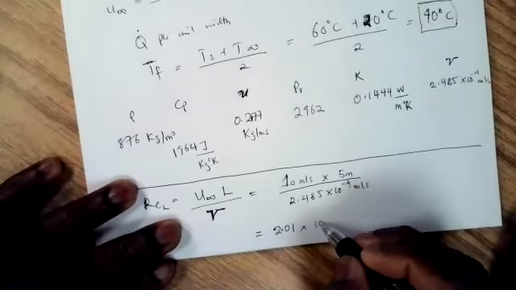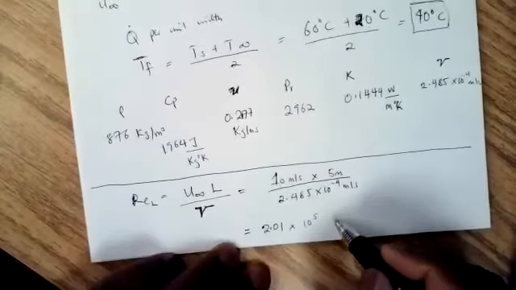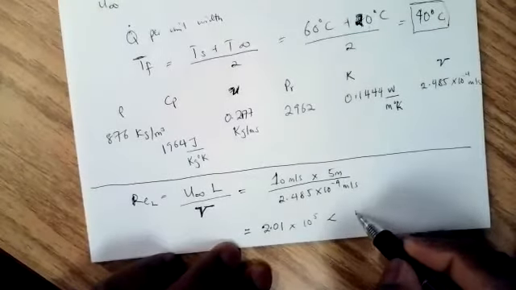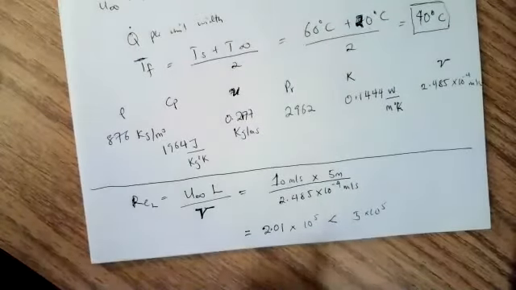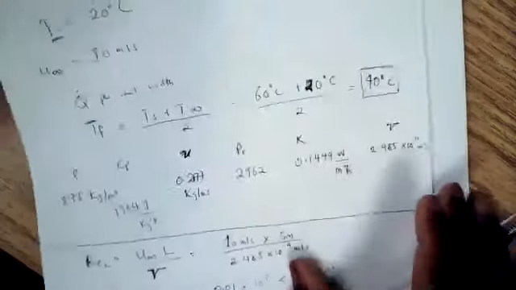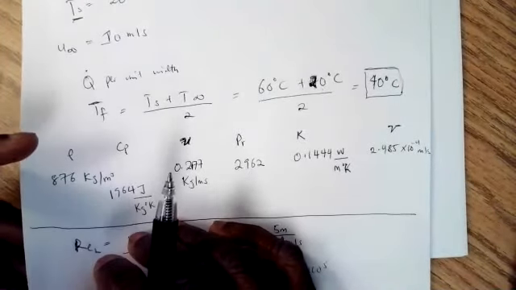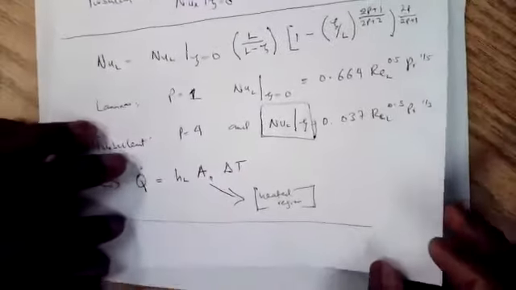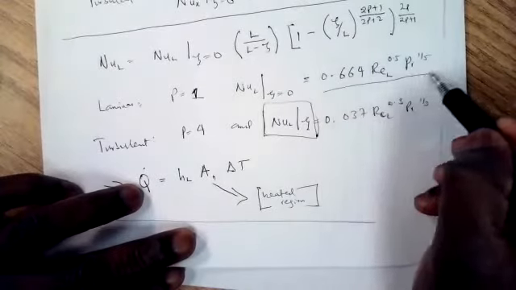Okay, and 201, that's 5 zeros, right? 2.01 multiplied by 10 raised to the power 5. And clearly this is lower than 5 times 10 to the power 5, right? So we're dealing with a laminar system. And so we go back to our system consideration and look for the formula for a uniformly heated plate for a laminar system, which is this.